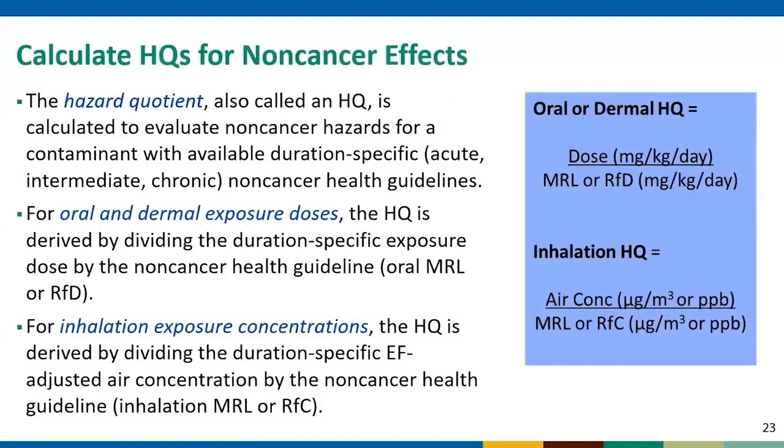So now that we've discussed what an exposure dose is and what health guidelines are, let's talk about how we use that information to calculate HQs. HQs are calculated to evaluate non-cancer hazards for contaminants with available non-cancer health guidelines for appropriate durations of exposure, which include chronic, intermediate, and acute. The equations are presented on the right side of this slide. The oral and dermal HQ is calculated by taking the dose and dividing it by the oral MRL or RfD. The inhalation HQ is derived by taking the EF adjusted air concentration and dividing it by the inhalation MRL or RfC. FAST will calculate the oral, dermal, and inhalation HQs for you.